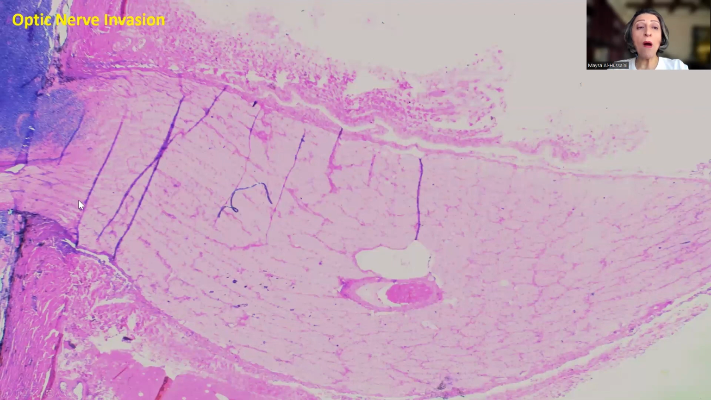The part where the optic nerve permeates or penetrates through the sclera is called lamina cribrosa, and invasion of the tumor through the lamina cribrosa is extremely important, again, because once the tumor gains access to the optic nerve, this will affect the stage, and then it has access to the central nervous system, and the outcome would be dismal. So how do we report optic nerve invasion?